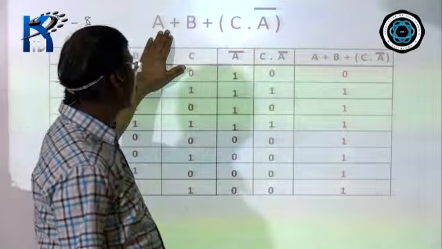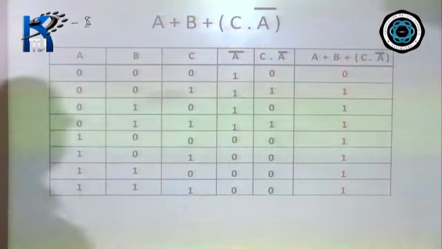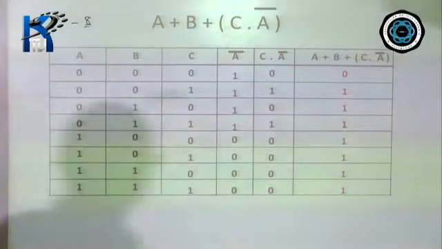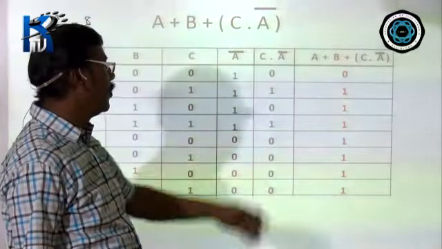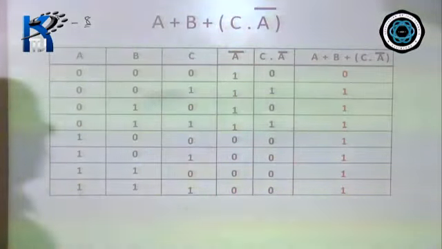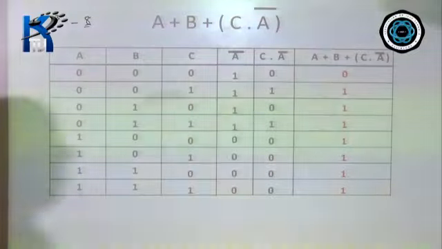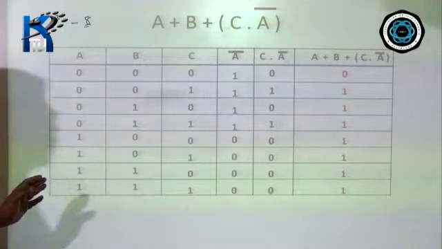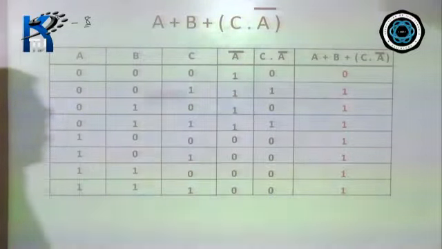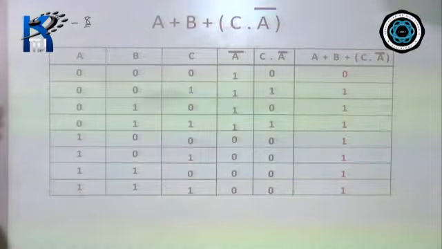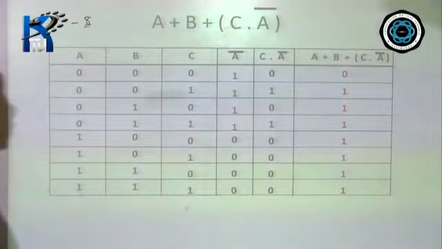So if you have an expression A plus B plus C dot A complement, in the truth table the final output is 0, 1, 1, 1, 1, 1, 1, 1. That is one 0 and seven 1s. So this is how you develop the truth table for a given expression. Got it? Good. We move on to the next one.